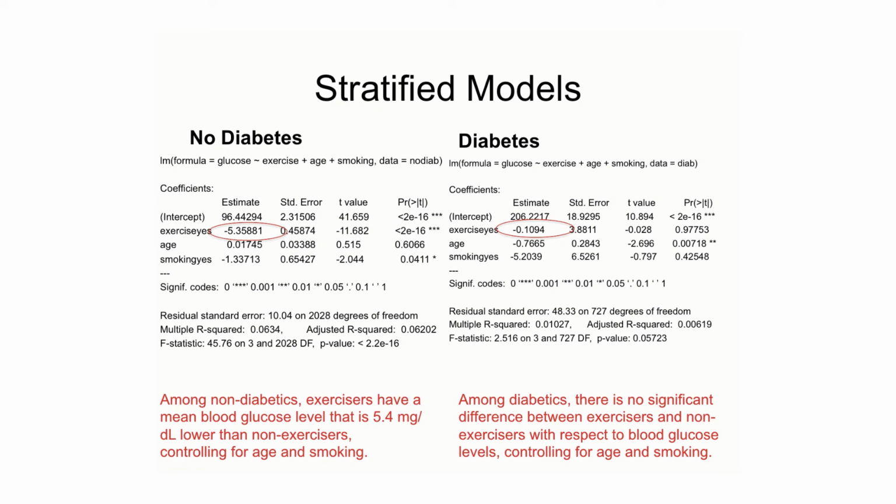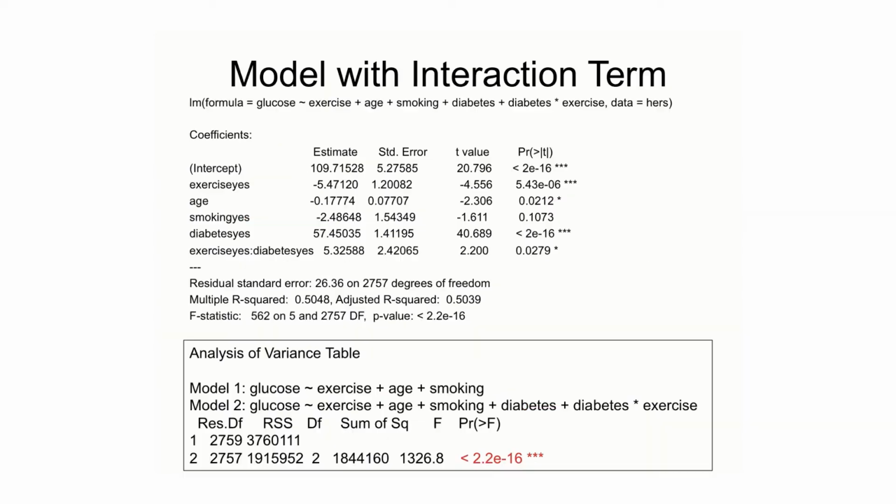Here are models stratified by whether or not participants have diabetes. So we run separate models for people with and without diabetes. Among non-diabetics, exercisers have a mean blood glucose level that is 5.4 units lower than non-exercisers, controlling for age and smoking. But among diabetics, there's no significant difference between exercisers and non-exercisers with respect to blood glucose levels, controlling for age and smoking. So the effect of exercise on blood glucose depends on whether or not participants have diabetes. Having diabetes modifies the effect that exercise has on blood glucose. Exercise has an effect on glucose levels among non-diabetics, but the effect is not significant among diabetics.